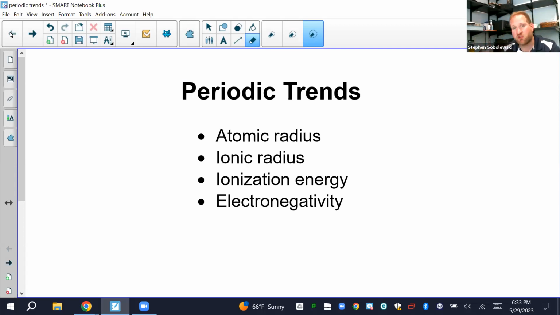And when we move across, we call them periods. So there are 7 periods on the periodic table. When you move up and down, those vertical columns are called groups or families. So there are 18 groups on the periodic table and 7 periods on the periodic table.